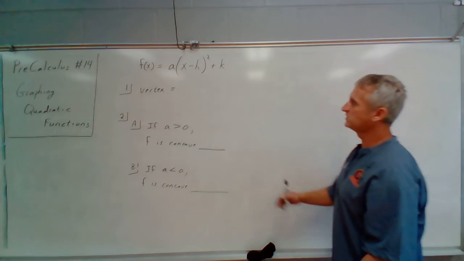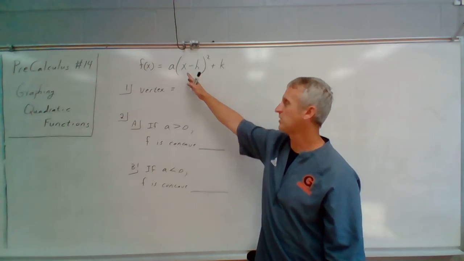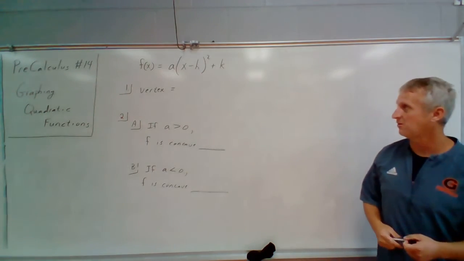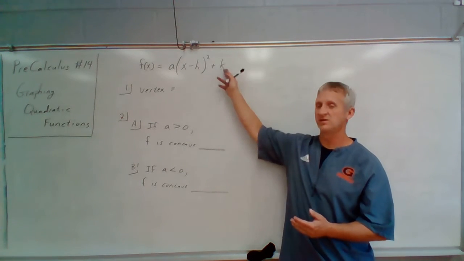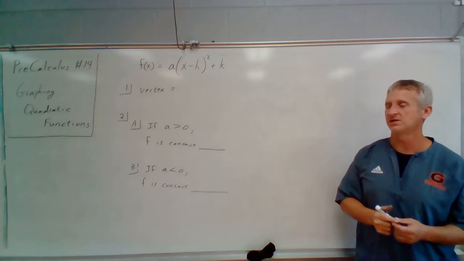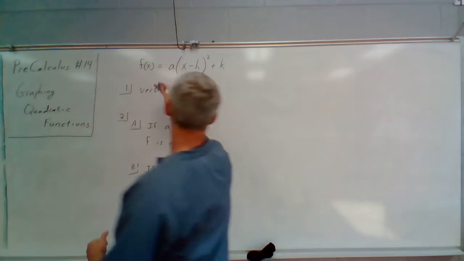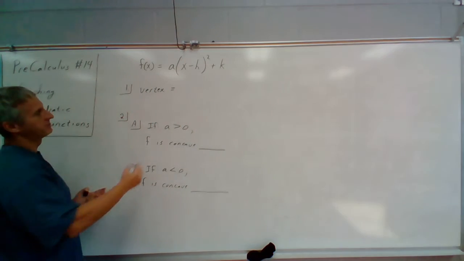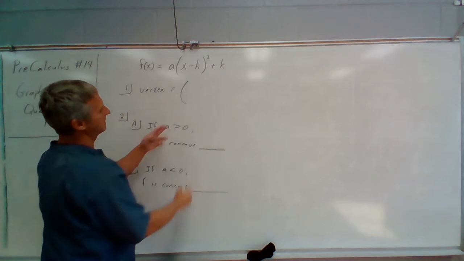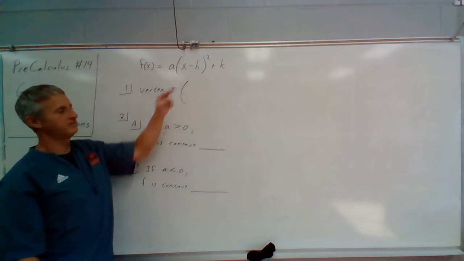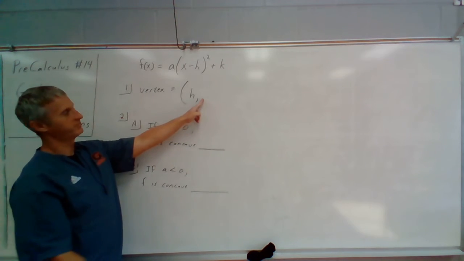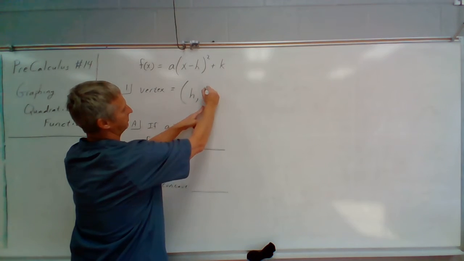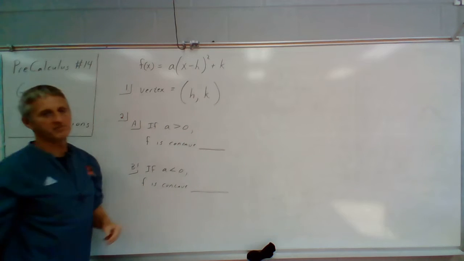All right, so let's look at a general quadratic function written in what I call the vertex form. I call this the vertex form because it's really easy to just look and know what the vertex is. So for this general equation, what would be the vertex? Well, the x-coordinate of the vertex would be the opposite of this number, so that would be h. And the y-coordinate of the vertex would just be this number, so it would be k.